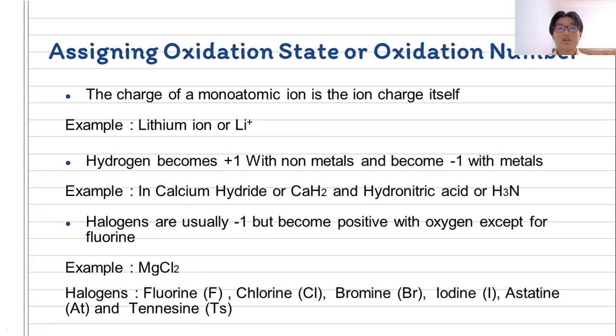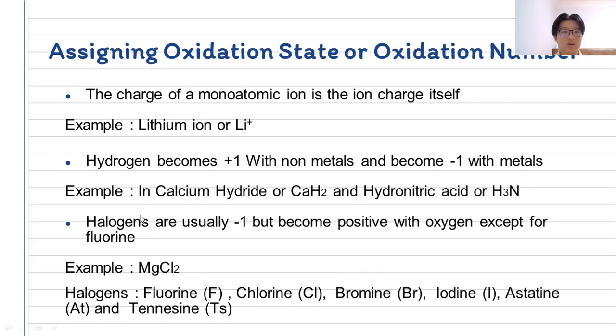Next, the charge of a monoatomic ion is the charge itself. So what does this mean? The charge of, for example, the lithium ion. The lithium ion is a monoatomic ion and it has an ion charge of +1, right? So for the lithium ion, the sum of the oxidation numbers is also +1 because it has an ion charge of +1.